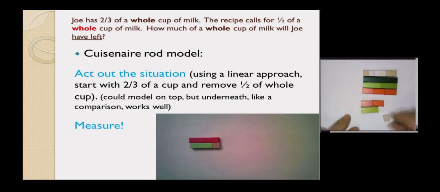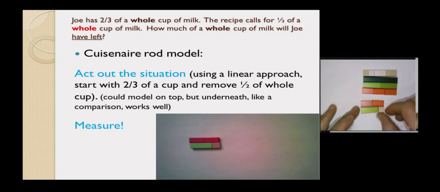And we want to measure to see how much is left over, and we just typically measure with single blocks. And so we can see that there's one block left over. But how big is that block? That's why you want to refer back to the wall, keep the wall intact, and notice that's 1/6 of the whole. So it looks pretty clear that there's 1/6 of a whole cup left over.